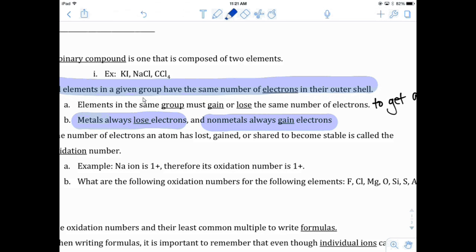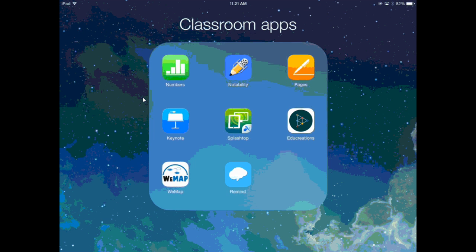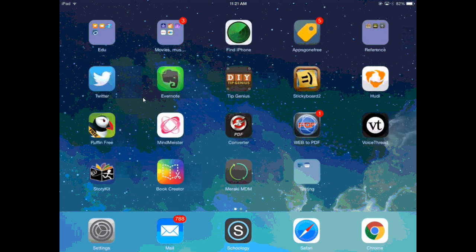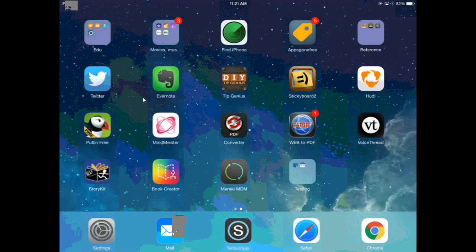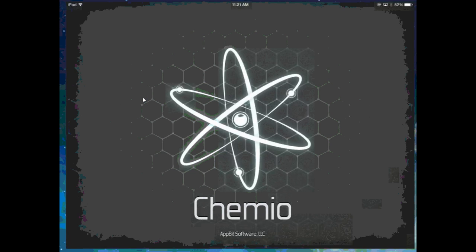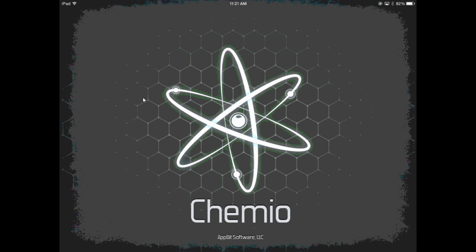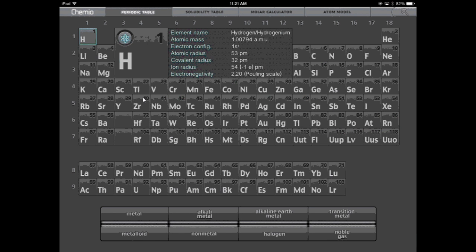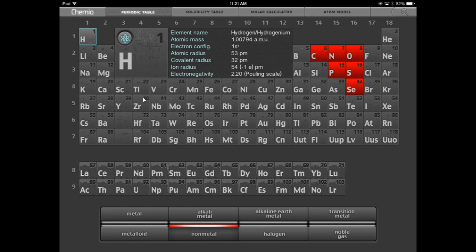Because if you look at the periodic table, let me see if I can pull up the periodic table. There it is. Once again, here we have our non-metals. These are all non-metals that I'm highlighting. These are all of our non-metals located, and they're all on the right.